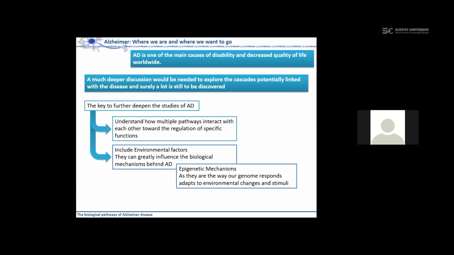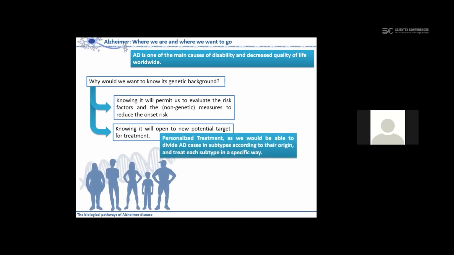The last point is genetic background. I think it's important because knowing it will permit us to evaluate the risk factors and the non-genetic measures to reduce the onset risk. And then knowing it will open new potential targets for treatment. I think that we have to go toward personalized treatment, personalized medicine, as we would be able to divide AD cases into subtypes according to their origin and treat each subtype in a specific way.